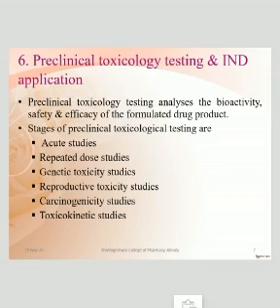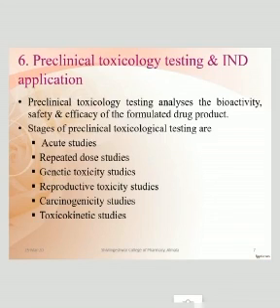These studies depend upon the duration of the studies. Repeated dose studies may be referred to as acute, subacute, and chronic studies. Next one is the genetic toxicity studies. These studies assess the likelihood of the drug compound being mutagenic or carcinogenic. These genetic toxicity studies can be done by using tests like the Ames test and mouse micronucleus test.